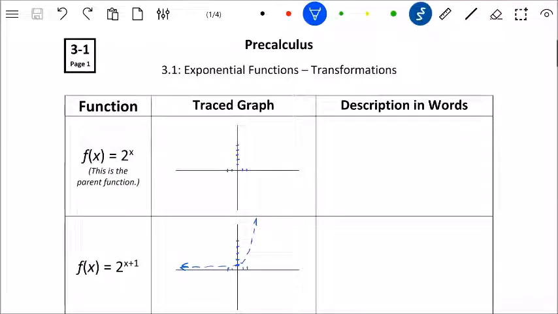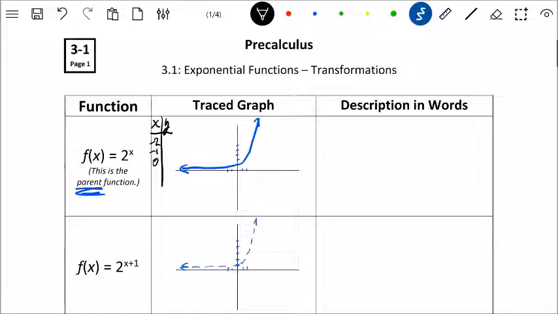Let's look at transforming exponential functions. First, we're going to look at the parent function here. And the parent function looks like this. Now, let me show you why it's that way. We get this simple, short little x-y table.